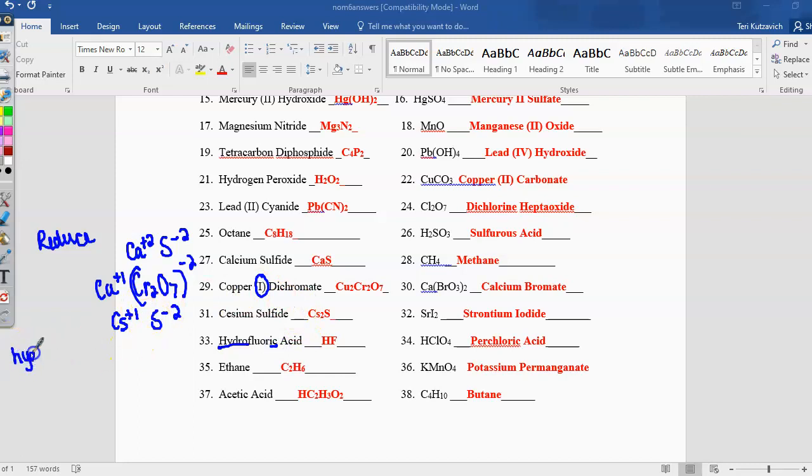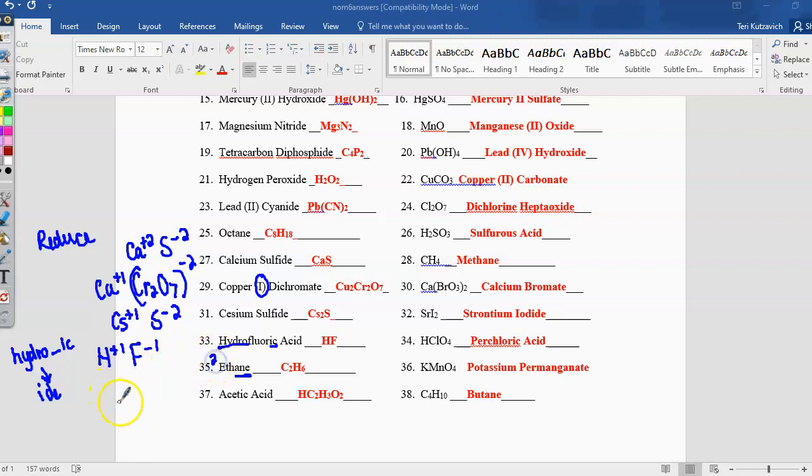This next one is a hydro-ic acid. So hydro-ic comes from ide. So first of all, it's an acid. So you start by putting H +1. And hydrofluoric would come from fluoride, which is just F-1. So it's just HF.